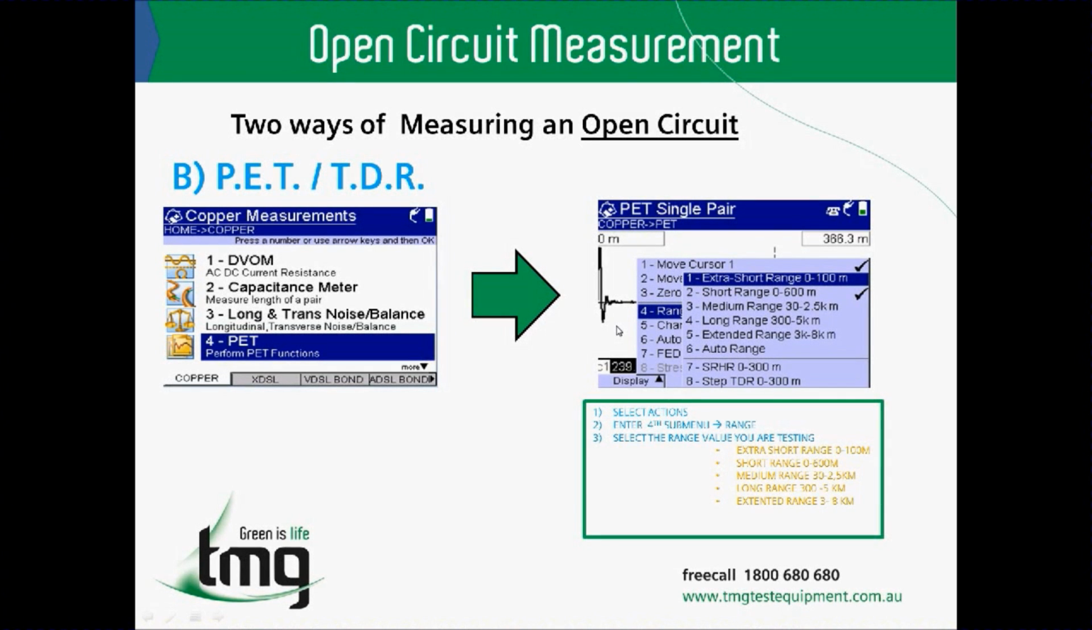The extra short range, ranging from 0 to 100 meters, the short range from 0 to 600 meters, the medium range from 30 to 2.5 kilometers, the long range to 3 to 5 kilometers, and the extended range from 3 kilometers up to 8 kilometers, which is the maximum that we can actually go in regards to VDSL functions.